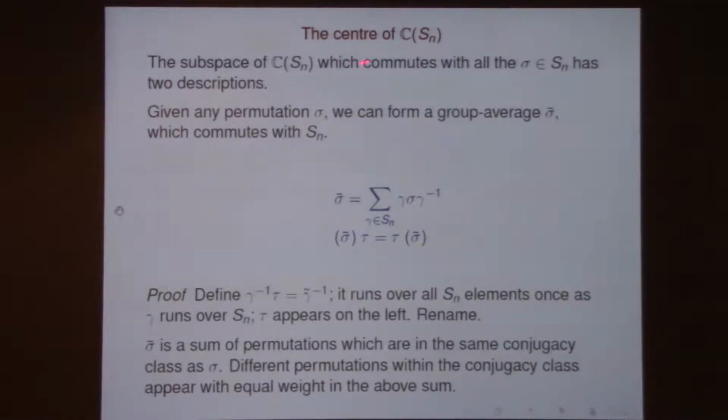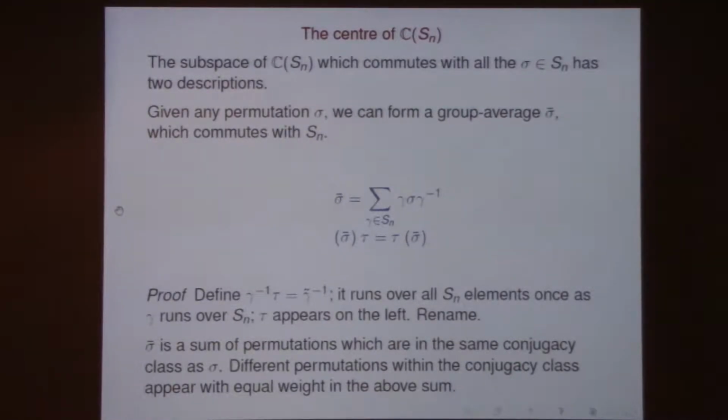If you multiply them with any group element, these linear combinations, which belong to the center, commute with every other group element in the group. So, how do we think about the center? Given any permutation sigma, you can form a group average, sigma bar. What is sigma bar? You conjugate sigma by gamma, and then you sum over all gamma. That defines for you sigma bar. And you can easily show that sigma bar times tau, for any tau, is tau sigma bar.